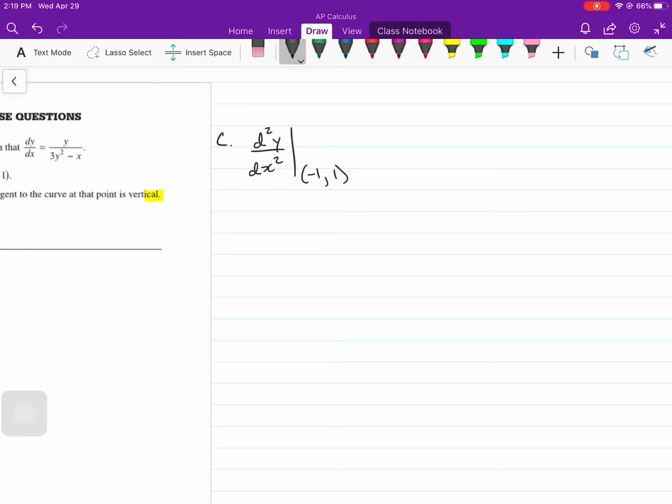So currently we have that dy/dx is y over 3y squared minus x. And we're doing this with respect to x. Notice that's dx, so we are deriving with respect to x. So we're going to do an implicit differentiation. It's not with respect to time. So the only thing we do chain rule on is that y.